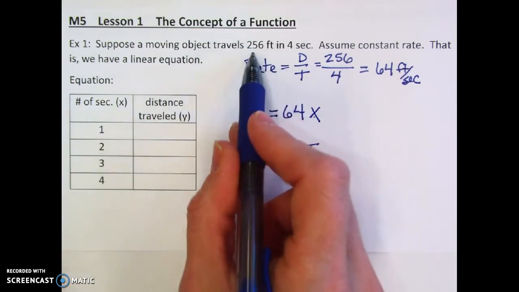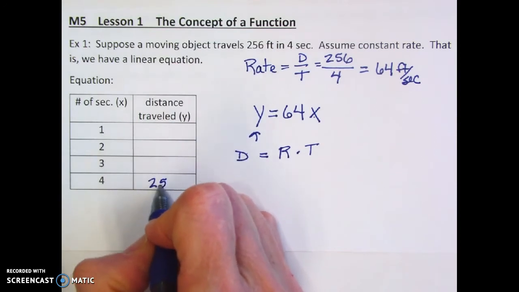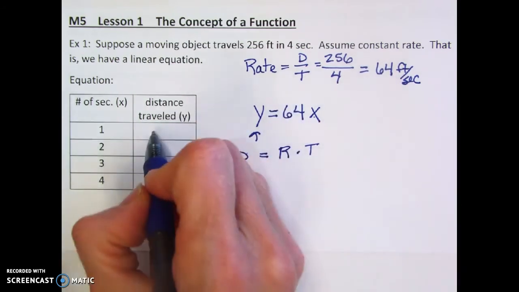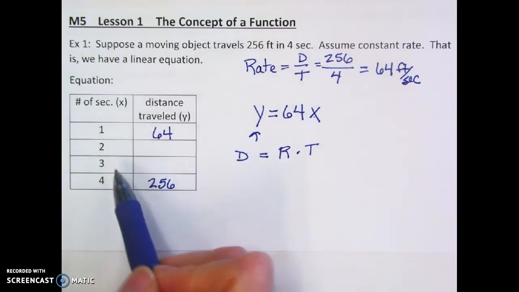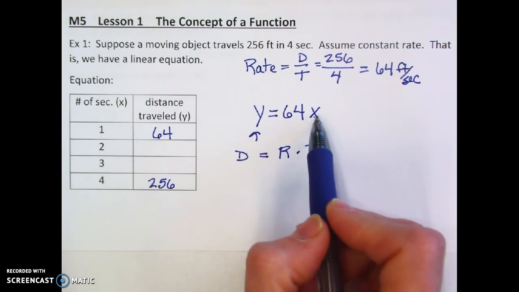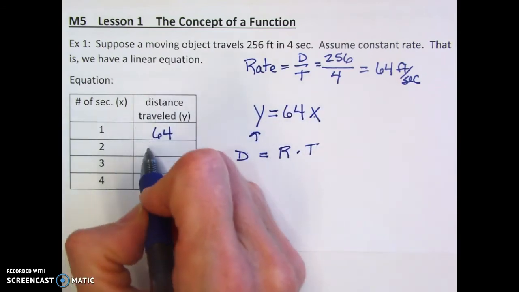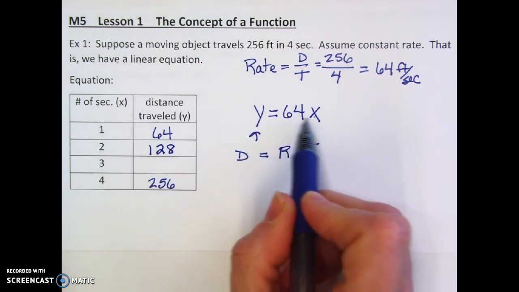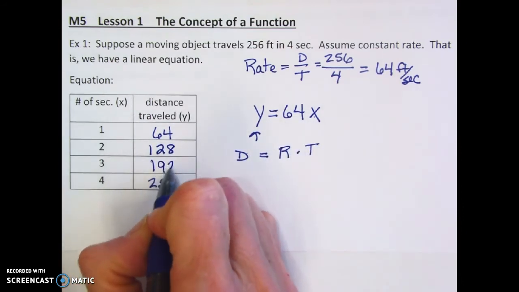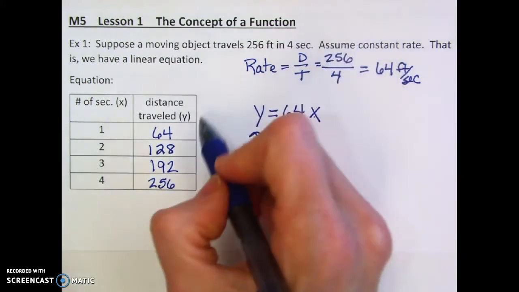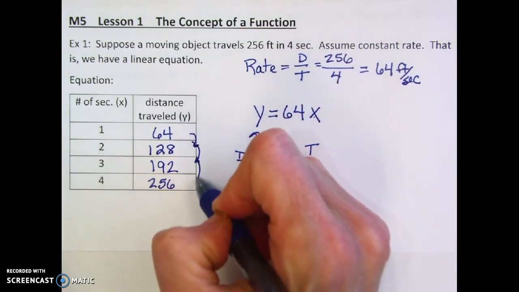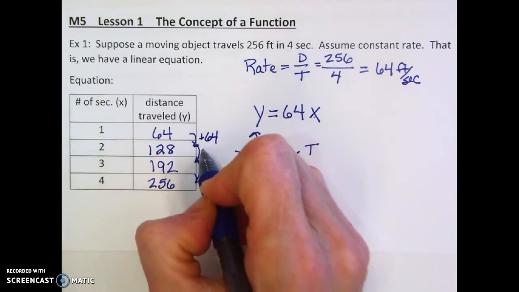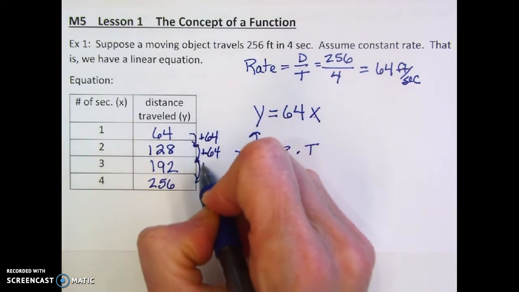So we already know that 256 feet is how far it went in 4 seconds. We just calculated that for 1 second, it will go 64 feet. We can calculate for 2 seconds, 64 times 2, and for 3 seconds, 64 times 3. And then we can compare how much it changes from second to second. Well, we're going to increase by 64 feet every second.